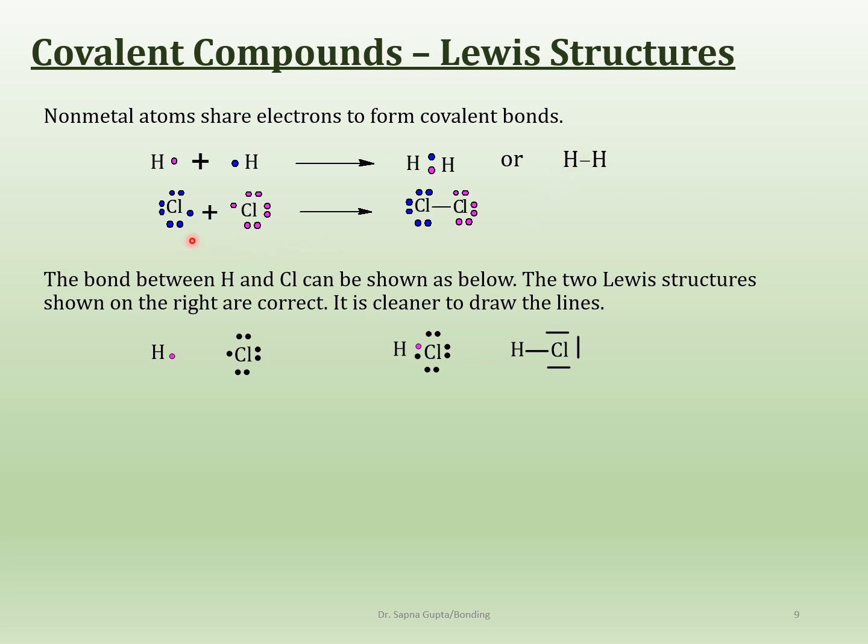We can do the same thing for chlorine also. Chlorine has 7 electrons. Each of these chlorines has 7 electrons, which means that it needs to share 1 more electron in order to become 8.